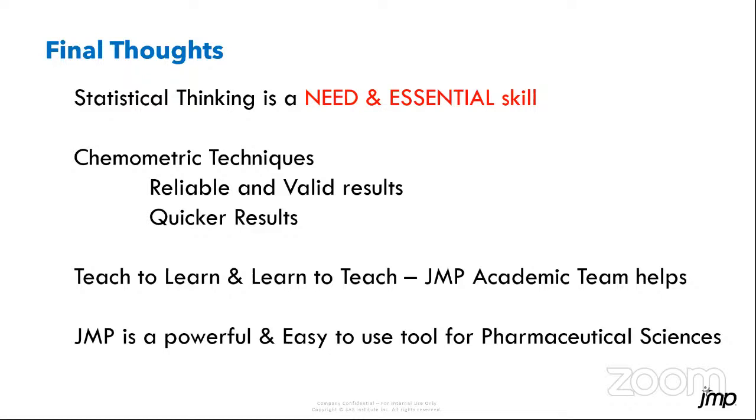The JMP Academic team has the goal of orchestrating statistical and analytical thinking for departments and universities. We are here to help you. And JMP is a powerful and easy to use tool for pharmaceutical sciences. As I said, 600 plus universities are using it, and companies like AstraZeneca, Dr. Reddy's, Sun Pharma, Merck, everybody across the globe, including the regulatory authorities, use JMP.